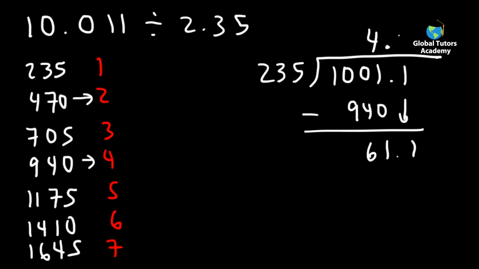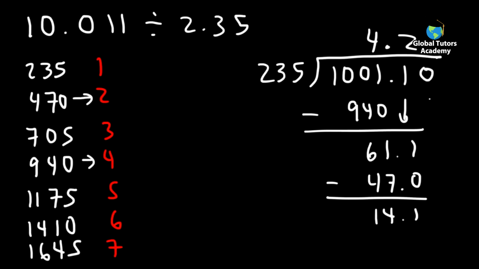235 goes into 611 not exactly, but at least 2 times. And 235 times 2 is 470, so 235 times 0.2 must be 47.0. And now let's subtract 61.1 by 47.0, and that's going to give us 14.1. Now let's bring down a 0, and so this becomes 14.10, but we're going to treat it as if it's 1410. So notice that 235 goes into 1410 exactly 6 times.